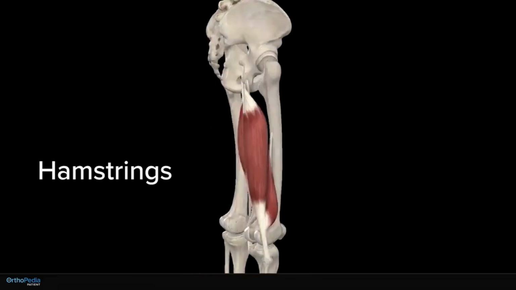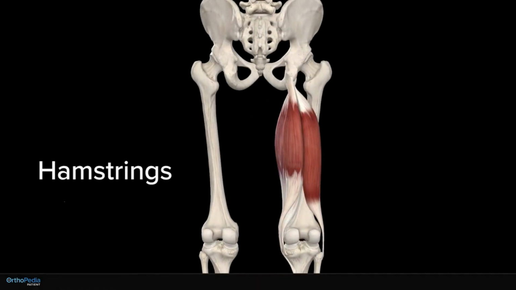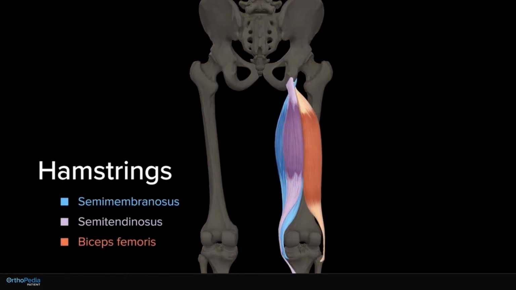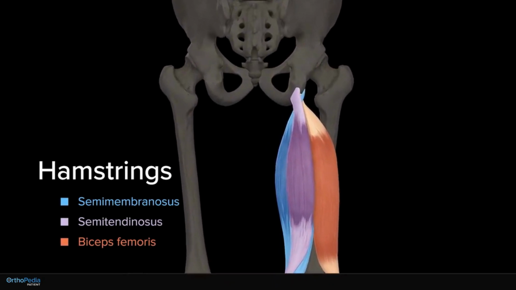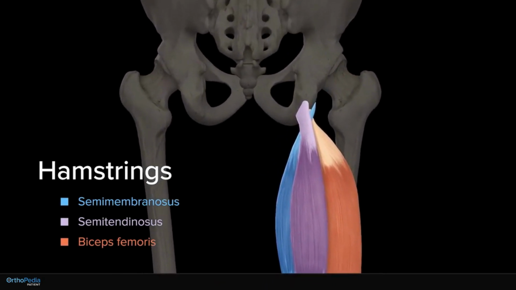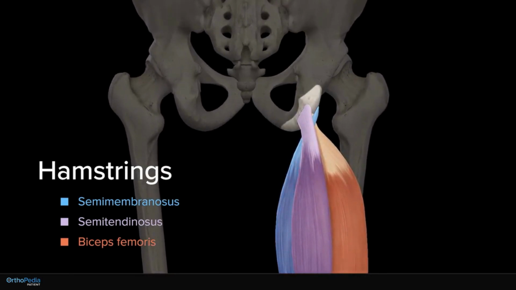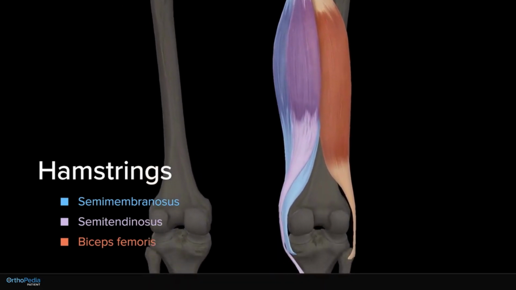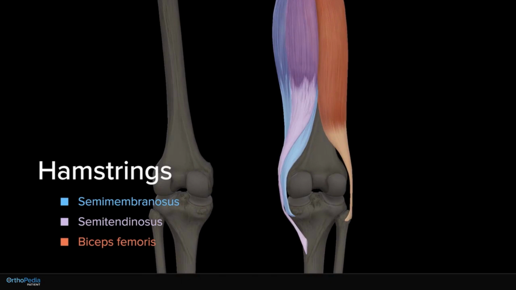Hamstrings are a group of 3 muscles located at the back of the thigh. They include the semimembranosus, semitendinosus, and biceps femoris muscles. All 3 muscles attach to the ischial tuberosity, a bony bump on the pelvis, by their tendons, and connect to the bones of the lower leg.